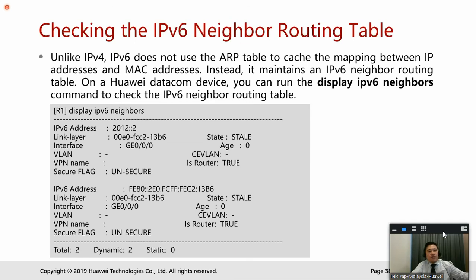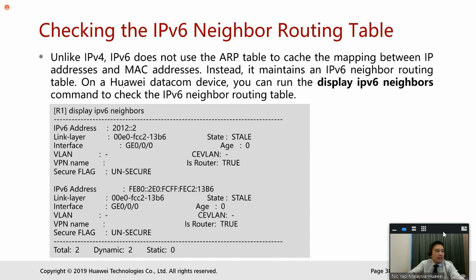And the next one is on the IPv6 neighbor tables. Unlike IPv4, IPv6 does not use the ARP table to cache the mapping between the IP address and the MAC address. So you cannot check with arp -a. ARP -a is just for IPv4. For IPv6, you need to check the neighbor tables.